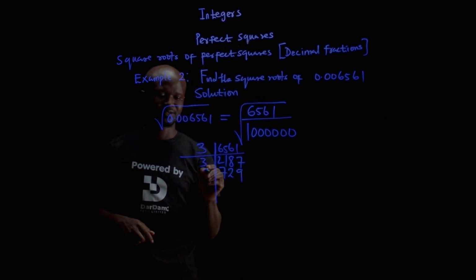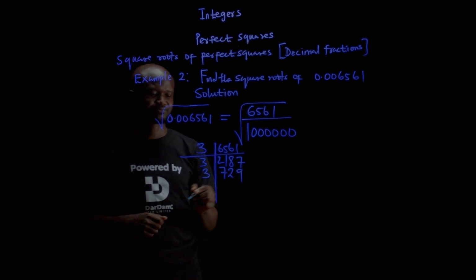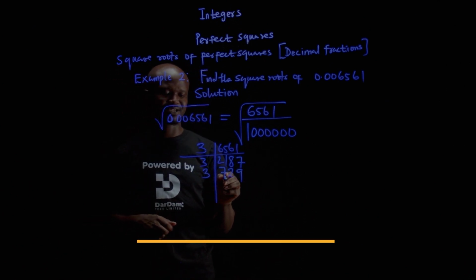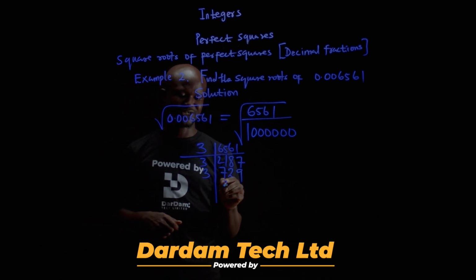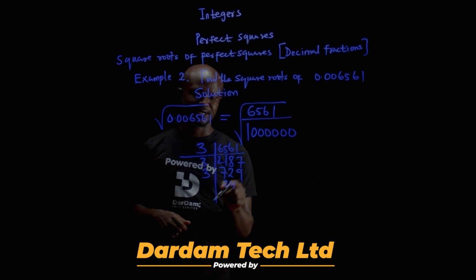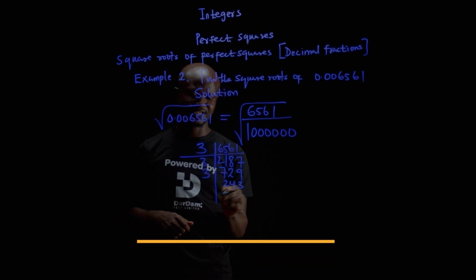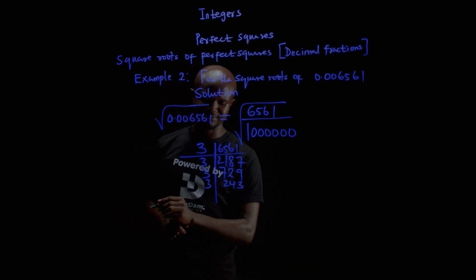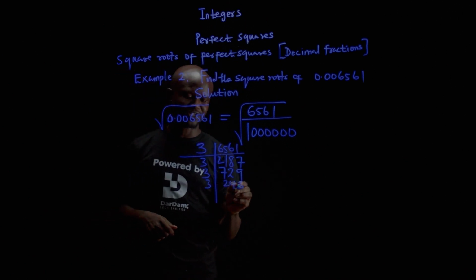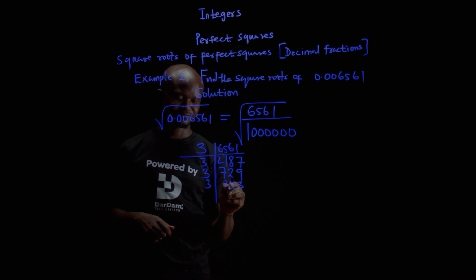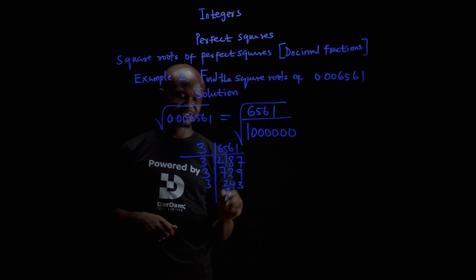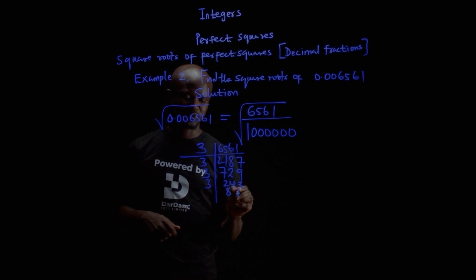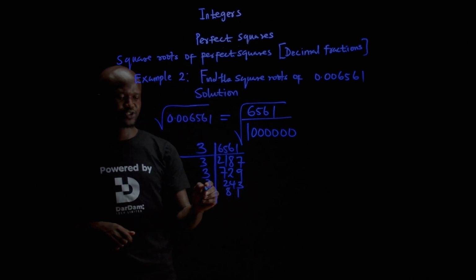Now, we use 3 again. 72 divided by 3. What do we have? 24. 9 divided by 3. What do we have? 3. We use 3 again. 24 divided by 3. What do we have? That is 8. 3 divided by 3, 1. We use 3 again.